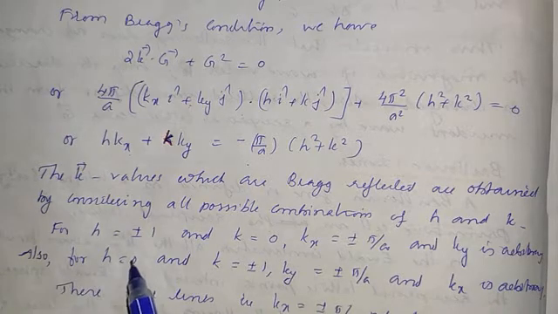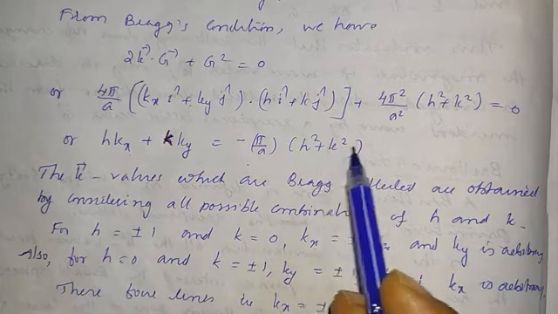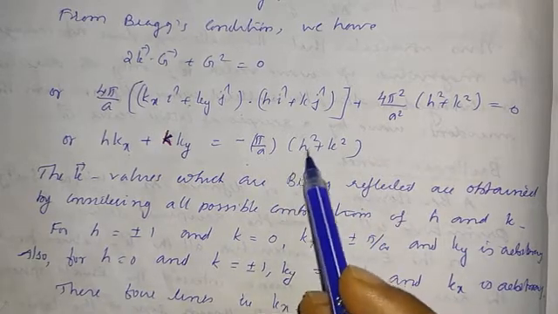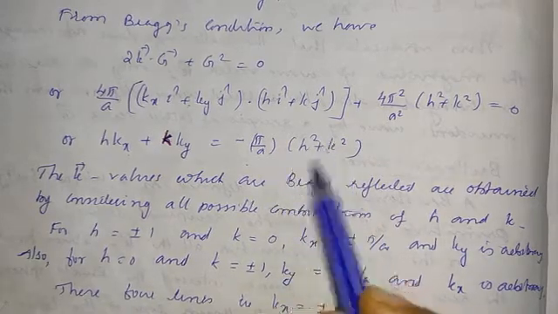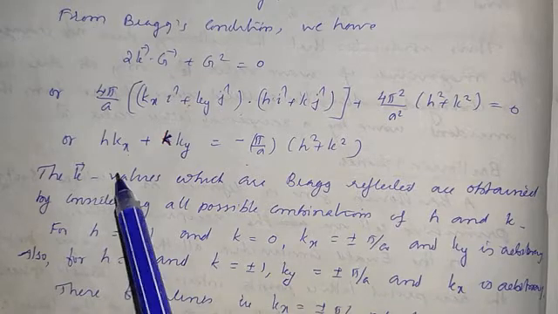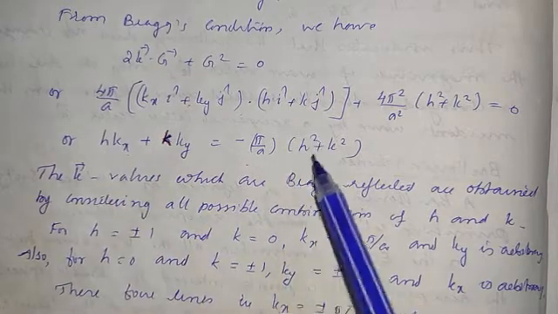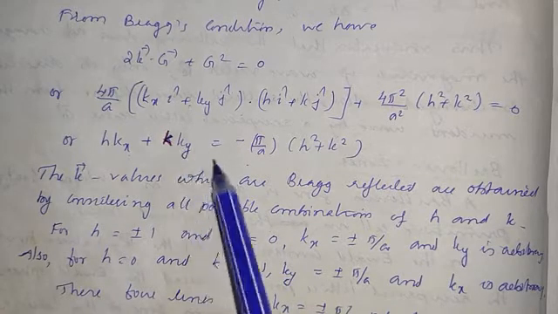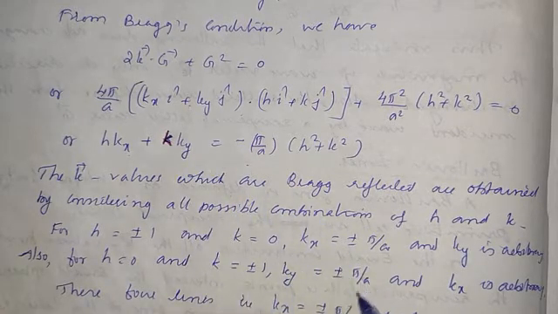Also, in the first case we have taken k equal to 0. Now we are taking h equal to 0 and k equal to plus or minus 1. So this term and this term will go, and in that case we obtain from this equation ky equal to plus or minus pi by a, and in that case kx is arbitrary.